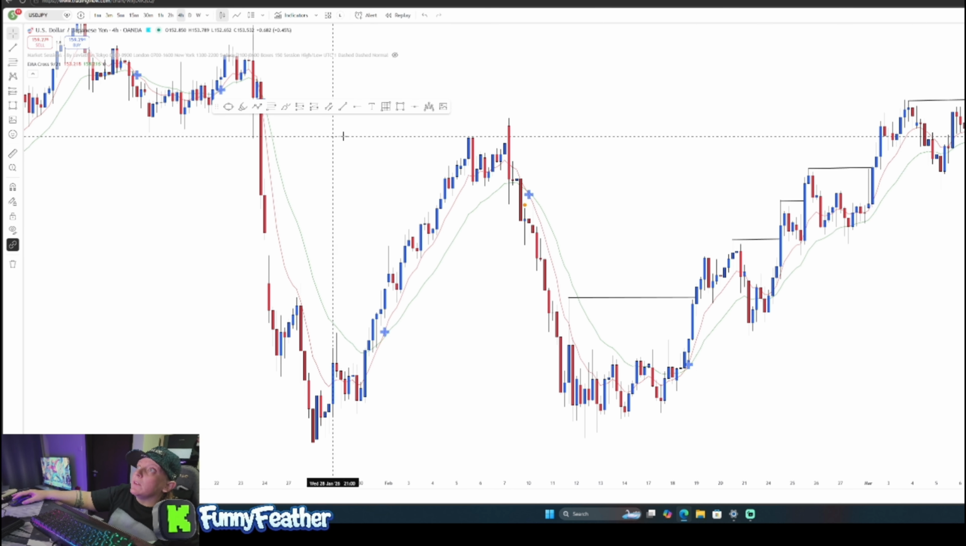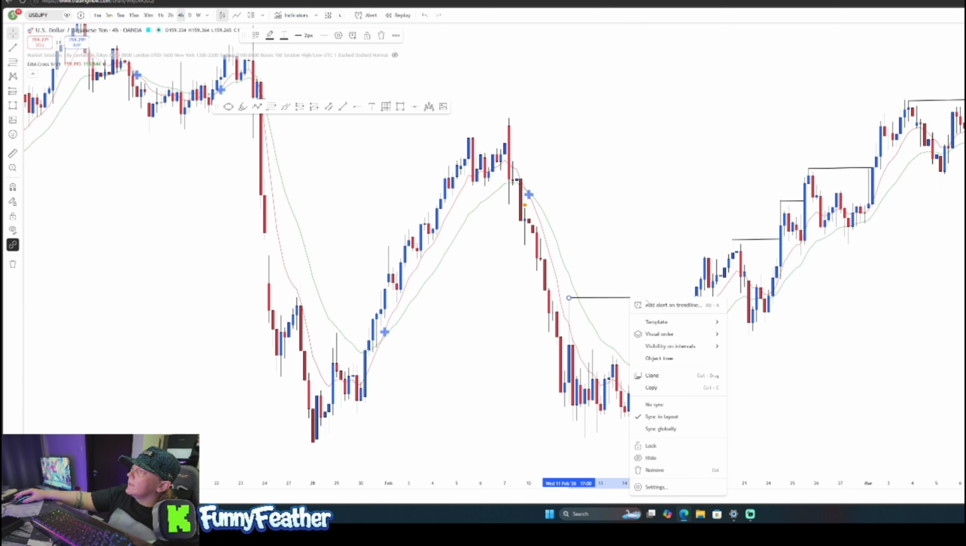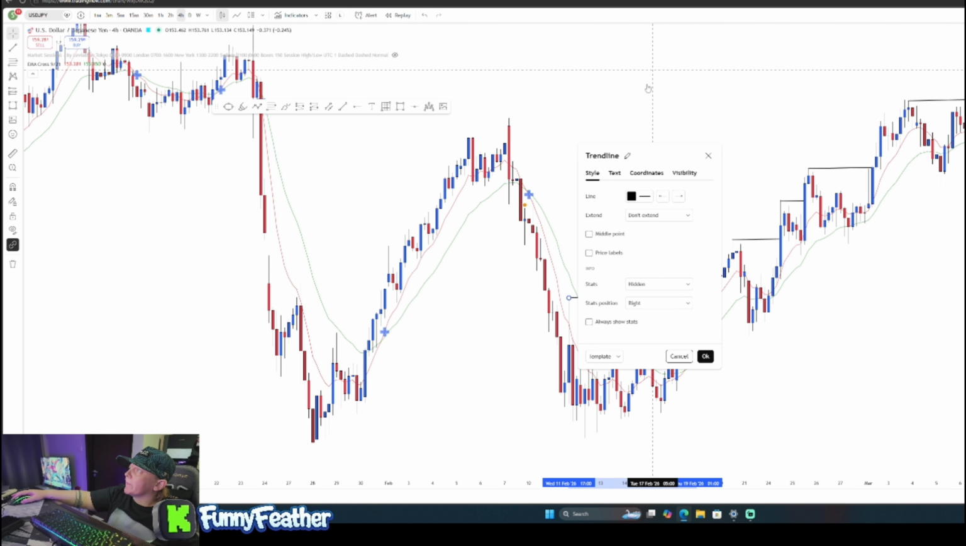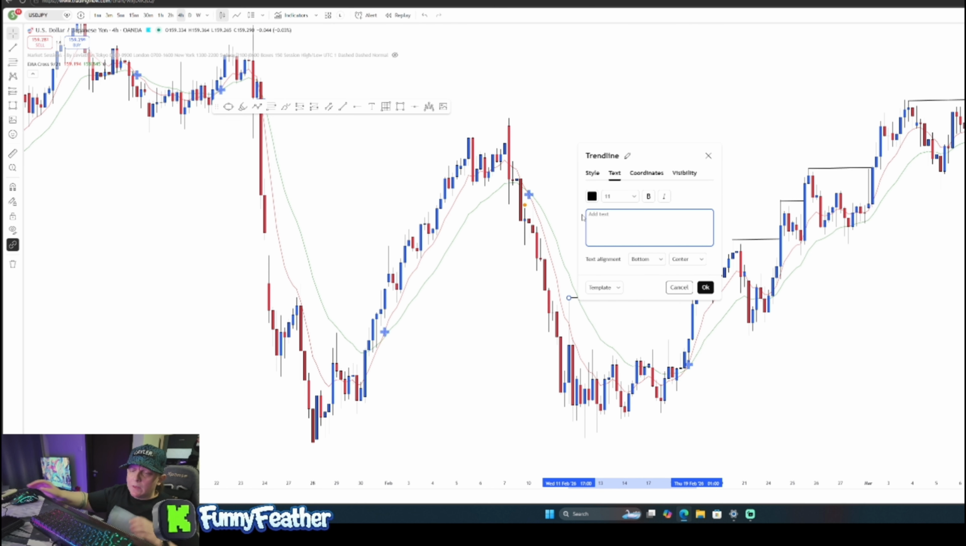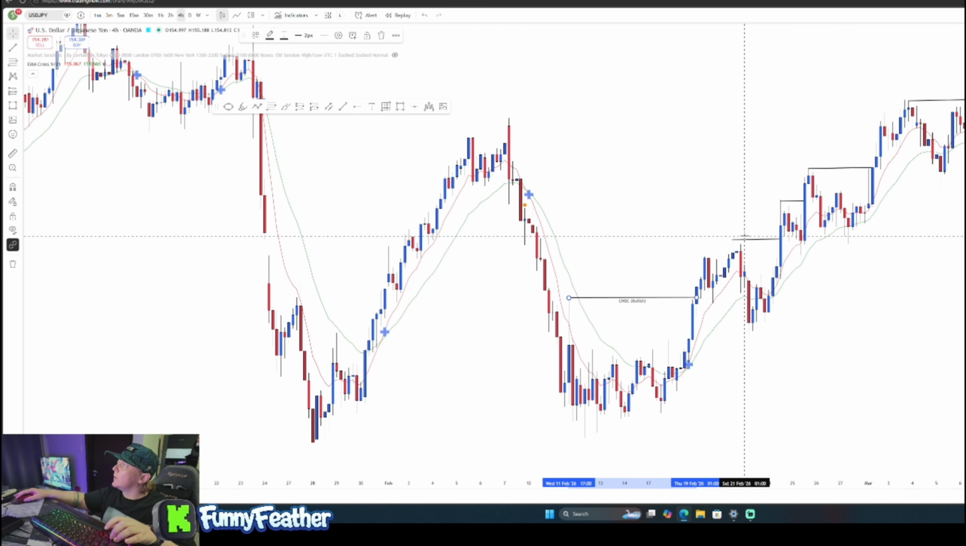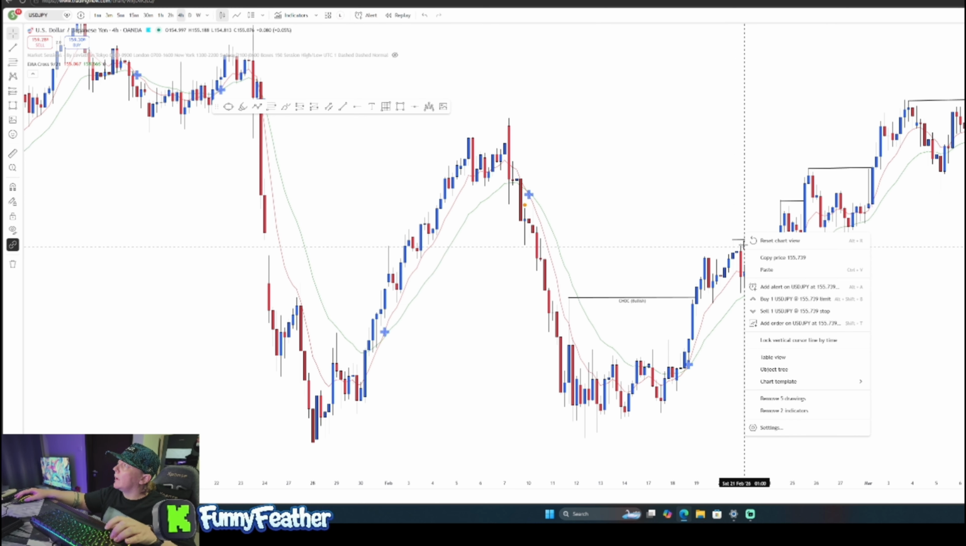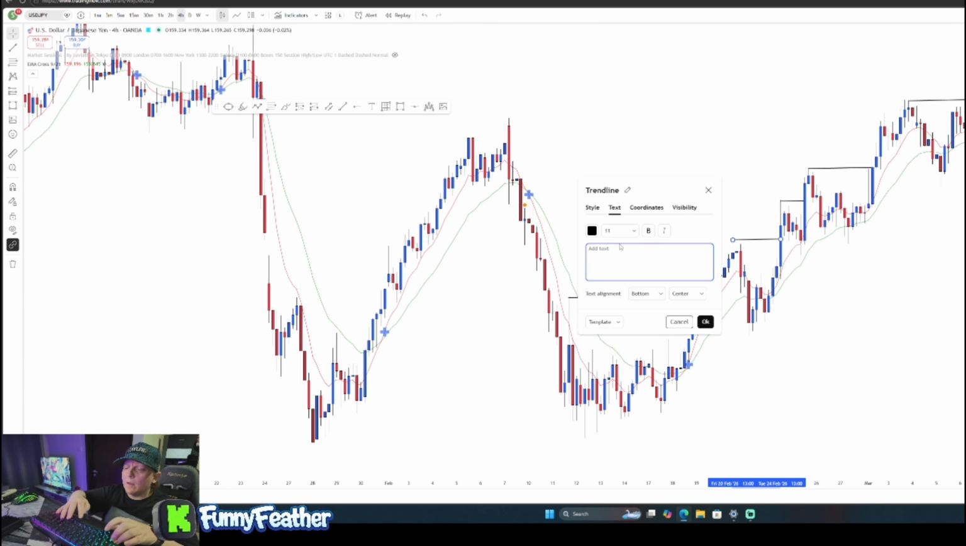Yes, we could have written this is a CHOCH, add text. So we could have written CHOCH. If you want, you could even say bullish. Then we had this one, we could have said this is a BOS, break of structure, also bullish if you wanted, bullish.